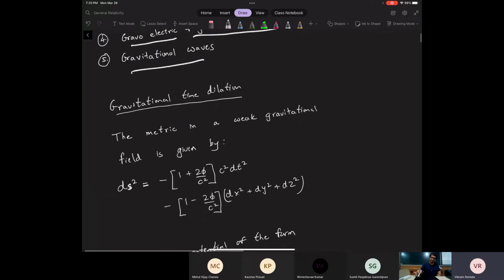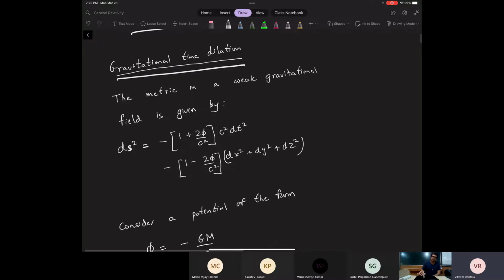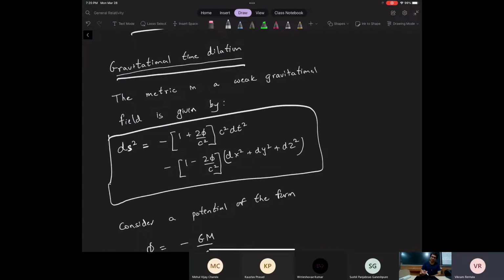So let me start with the first one, which is gravitational time dilation. What we're going to see is really new effects beyond just what you would expect from Newtonian gravity, and these are really just going to be predictions of this linearized general relativity. So the metric in a weak gravitational field we've already written down. It's just this metric.